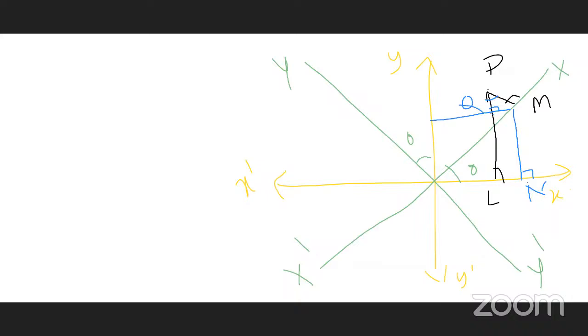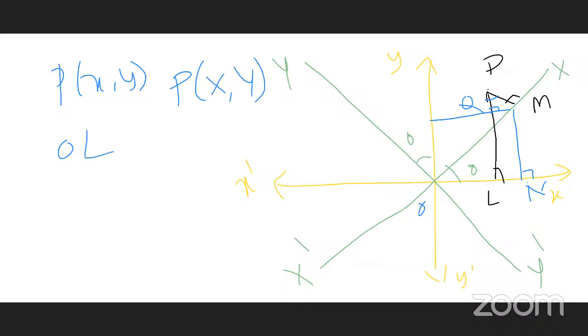So looking at the diagram carefully, this is my origin O. If you see the new axis on the old axis, my P coordinate is x comma y, and the new coordinate of P will be capital X comma capital Y. Tell me the value of OL, the value of PL, and the value of PM and OM.